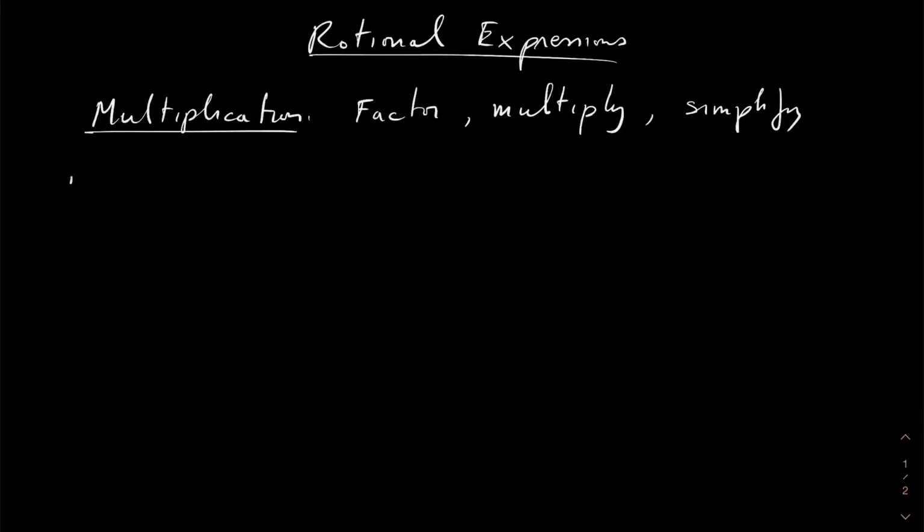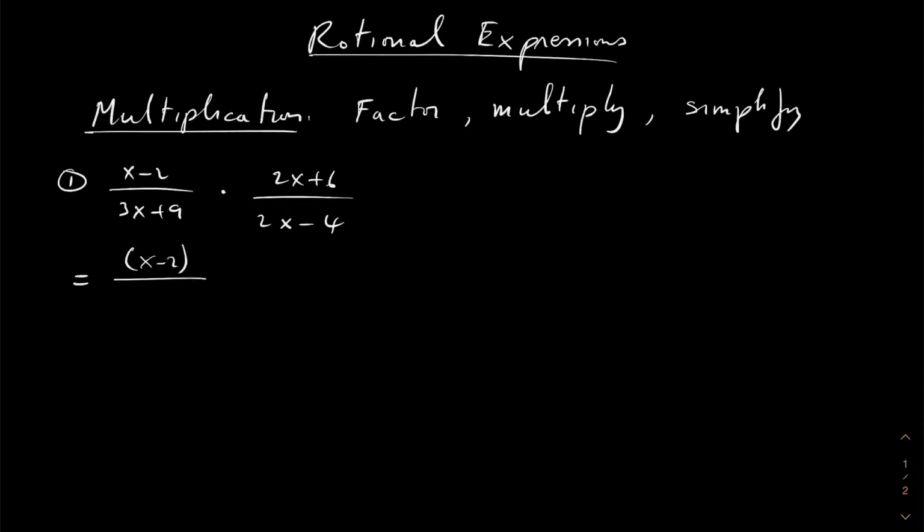The first example is (x minus 2) divided by (3x plus 9), all multiplied by (2x plus 6) divided by (2x minus 4). Looking at this, the first thing we should do is factor every single polynomial. In the first rational expression, the numerator is already factored, so there's nothing to do. Its denominator has a 3 as a common factor, so we can pull out the 3 and have 3 multiplied by (x plus 3).